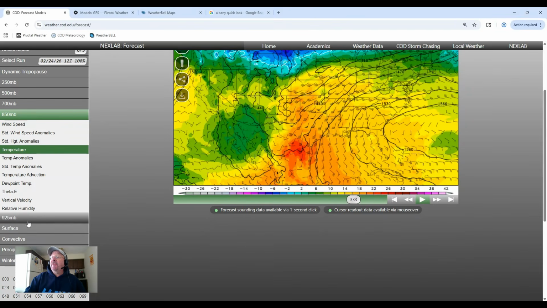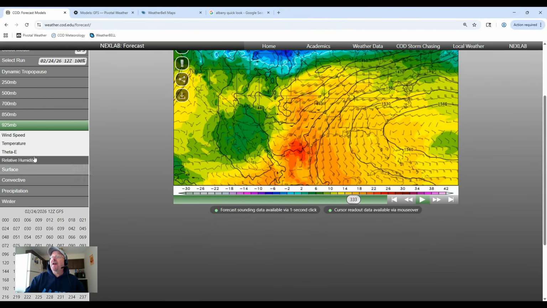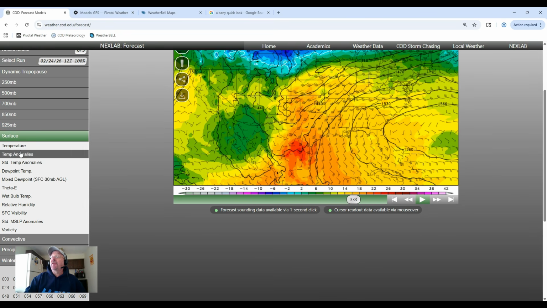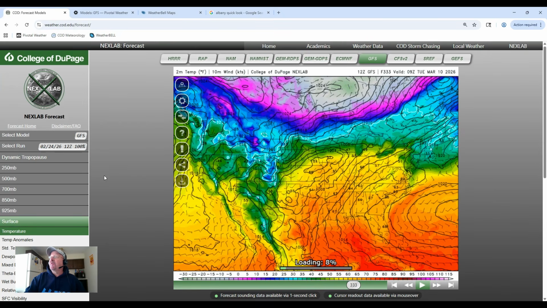And then the other level is 925, and that's about 3,000 feet. And then you can kind of look at the surface, and you can look at your temperatures.